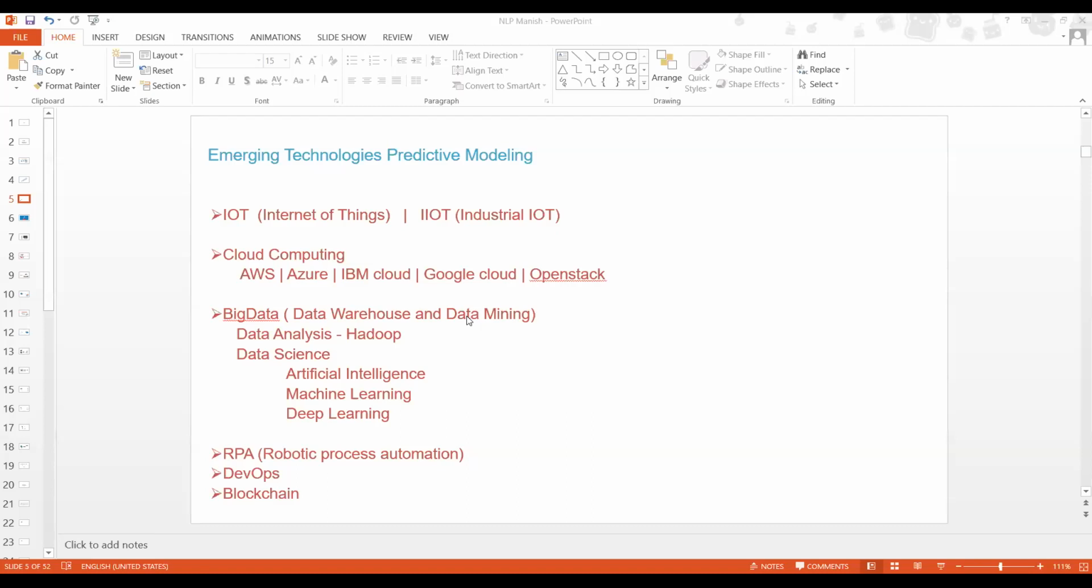NLP is called natural language processing. In this area, we are talking more about the analysis part. Here we can discuss machine learning, NLP, and different modeling techniques. That is what we are implementing this way. So in total, we have three concepts here.